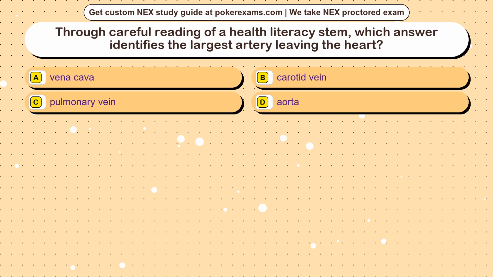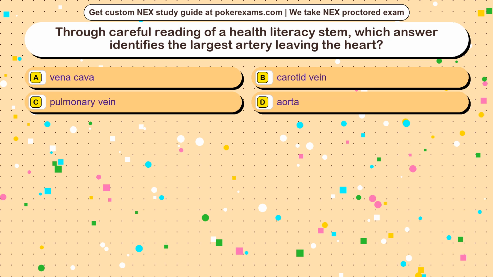Question 25. Through careful reading of a health literacy stem, which answer identifies the largest artery leaving the heart? Option A, vena cava. Option B, carotid vein. Option C, pulmonary vein. Option D, aorta.